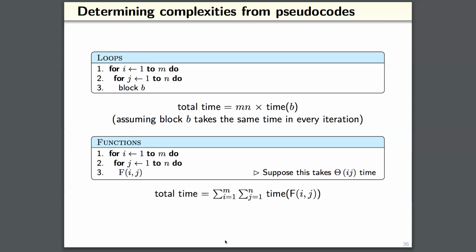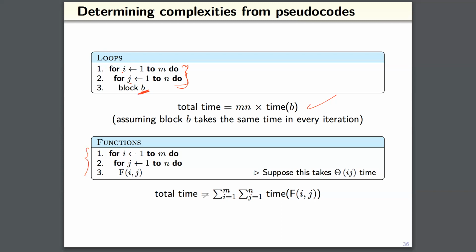Loops. Suppose we have two loops, right? One for loop, another for loop, and then block B. And suppose this is constant, I mean, independent of all this i, j and all that. Then you can write it as mn, the number of times the loops will run, times the time taken for B. Maybe it is theta of p cube or something like that for some parameter. Okay, this is simple.